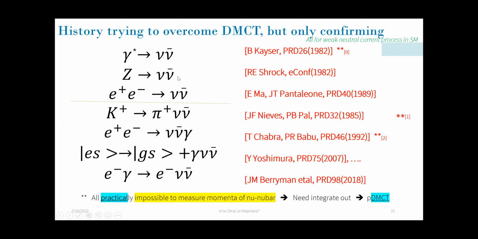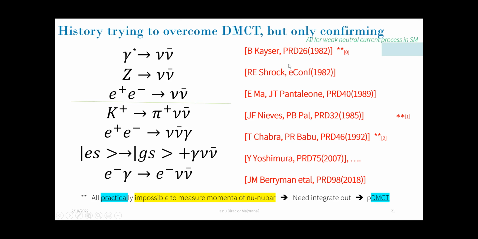You cannot see anything, it's disappearing. So it's something like a missing rate, that's all. And then there come the three-body final states, K to pi, e plus e minus like this, and excited to ground state nucleons like this. In all of these, say for example K comes to pi and disappears, you cannot deduce or imagine the neutrino momentum or anything. So still you have to integrate out, and the practical DMCT comes up. So that was the case up to now.